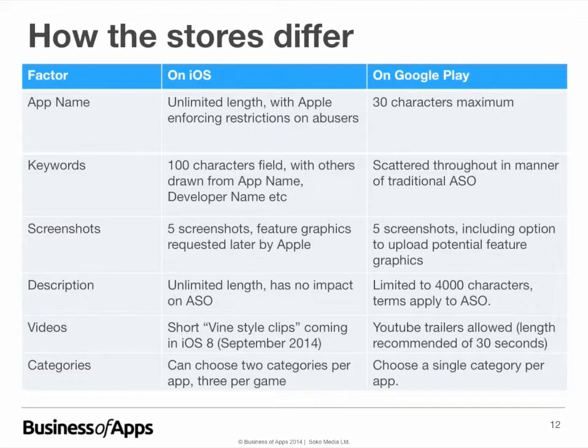So we're going to first look at the app name. On iOS, it's unlimited length, but Apple do enforce restrictions on people who abuse it. For example, if you want to put some sort of keyword-heavy tagline in your app name, because keywords are weighted a little bit more heavily in the app name on the App Store, then that's absolutely fine, and Apple are okay with you doing that, and you can take as much time as you need to do that.